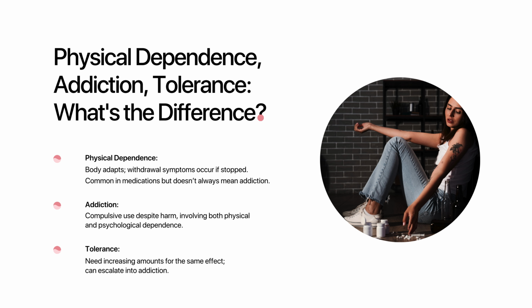Tolerance. Tolerance happens when, over time, you need more of a substance to feel the same effects. This is common in many addictions as the brain becomes less sensitive to the substance's impact. Tolerance can lead to physical dependence and increase the risk of addiction, as the person starts using more and more to achieve the same result.